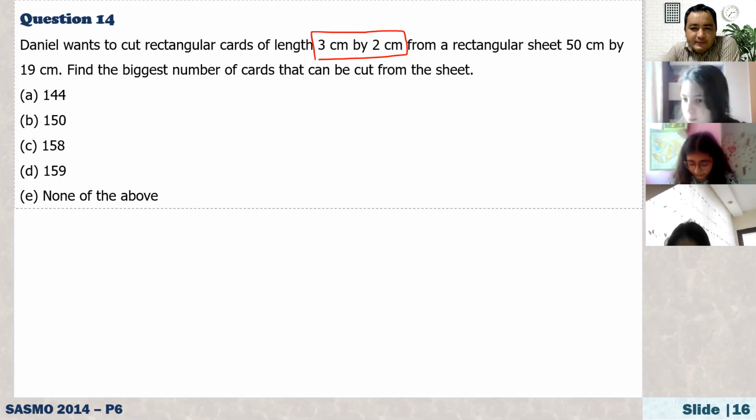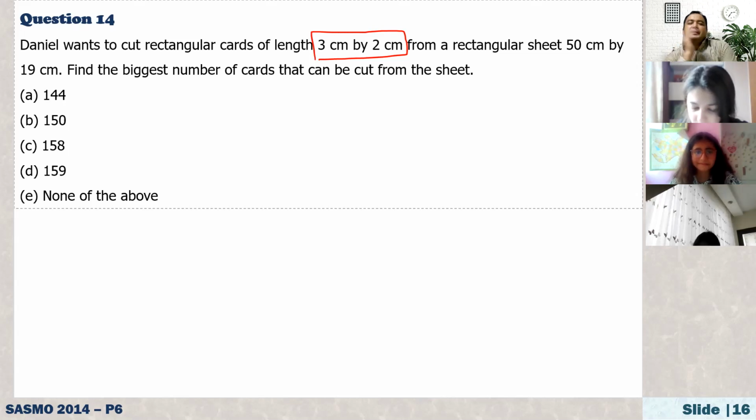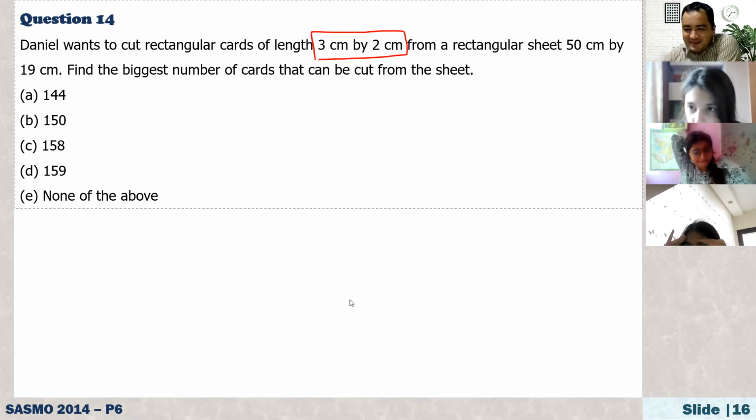I take 3 by 2 and 50 by 19, and 450, and I divide this by 6. Okay. Look, that's a little bit tricky question. Let me try to translate what Leila said here.